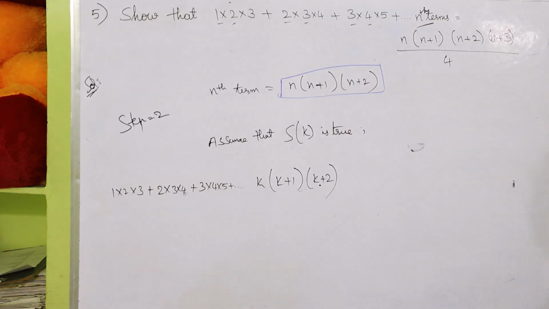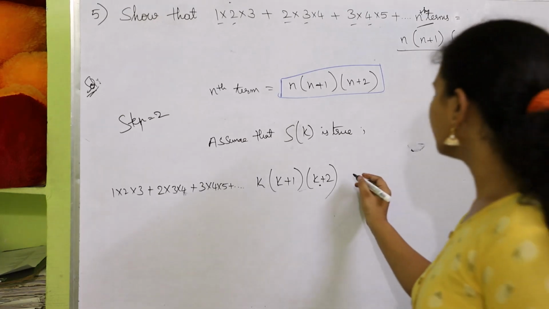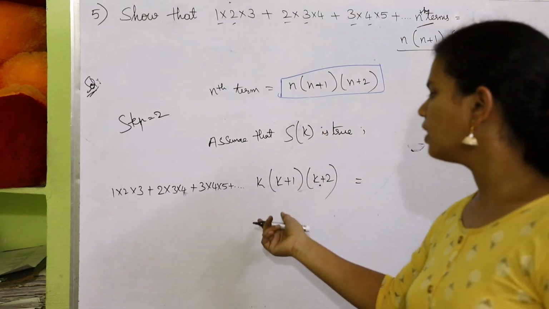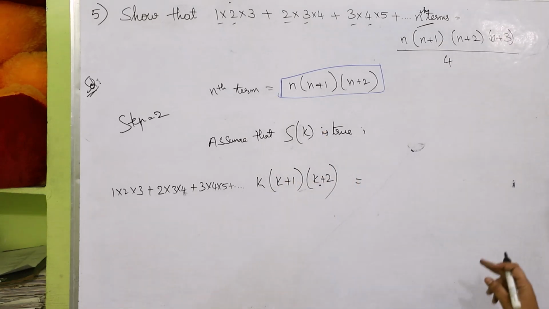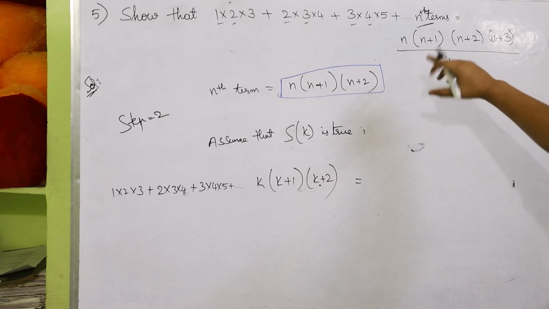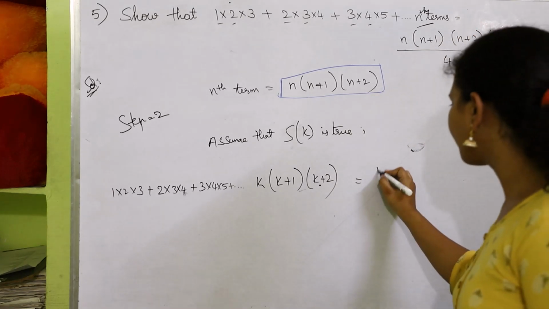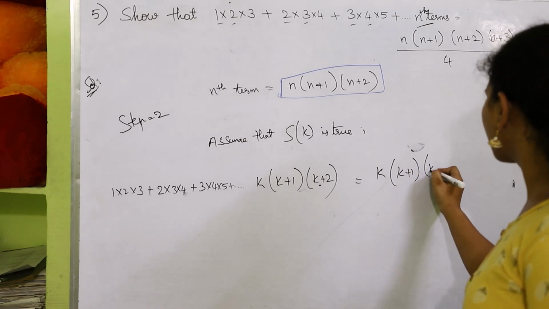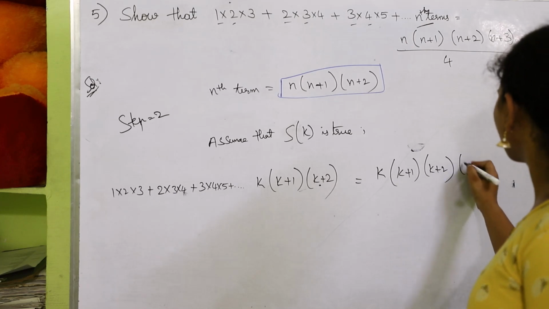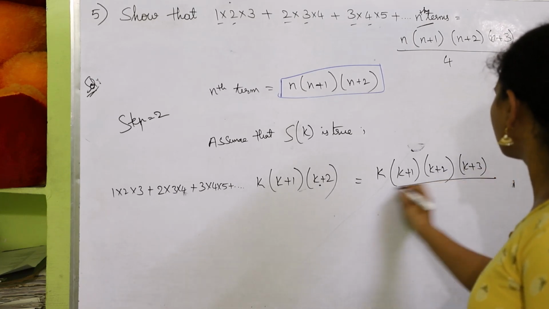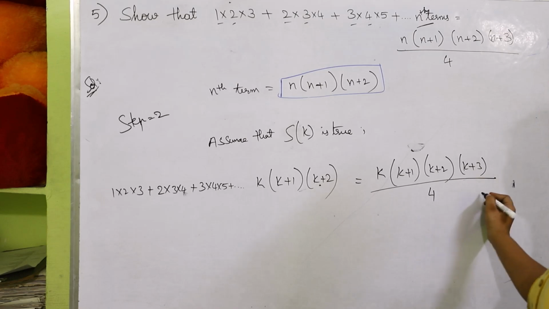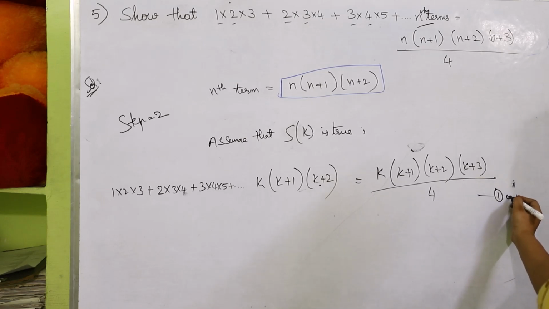Clear? I hope you got it. Instead of n, I have substituted k, so k into k plus 1 into k plus 2. In the RHS, instead of n, you place k: k into k plus 1 into k plus 2 into k plus 3 by 4. Let this be equation number 1, or the first equation.